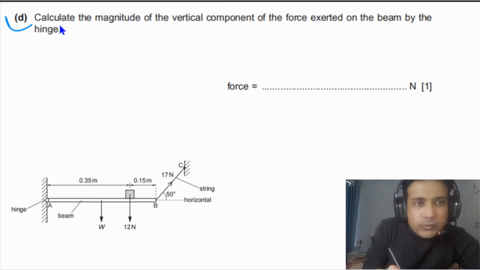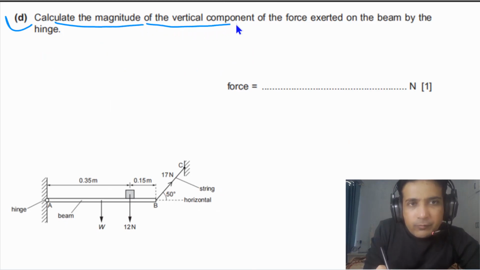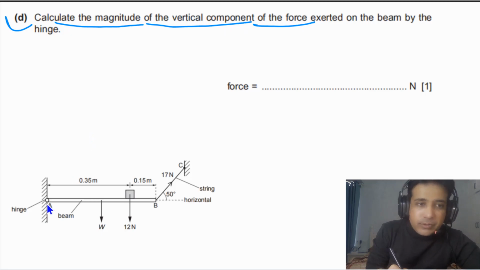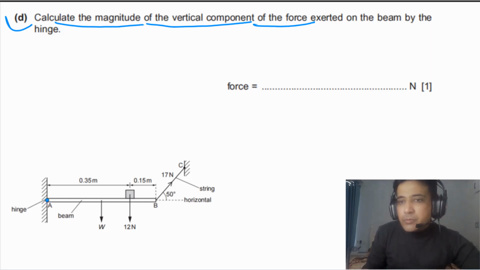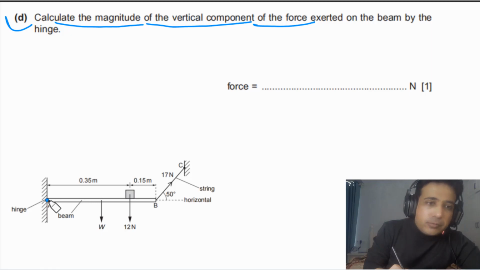For part D, we need to calculate the magnitude of the vertical component of the force exerted on the beam by the hinge. Exerted on the beam by the hinge means the force on the beam at this point, and this force is by the hinge. So we need to calculate the vertical component of this force. First of all, we can draw the arrow. So this force we need to find out.